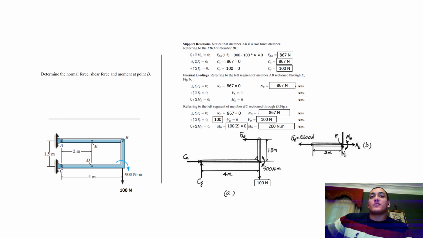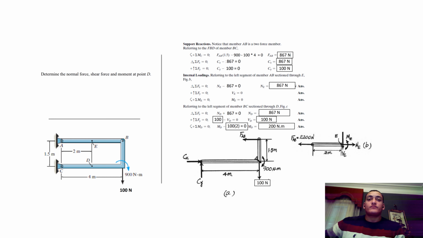Referring to the left segment of member BC, section through D, sigma Fx must be equated to 0, so ND plus 867 equals 0, so ND is negative 867 newtons, which is the answer we need. Sigma Fy equals 0. 100 minus VD equals 0. VD equals 100 newtons. The moment at point D, MD, is, I'm sorry, MD minus 100 multiplied by 2 equals 0. MD is 200 newton meters. That is the answer we need, the moment at point D.